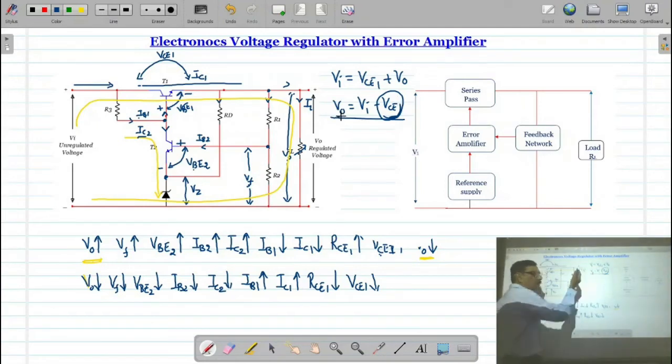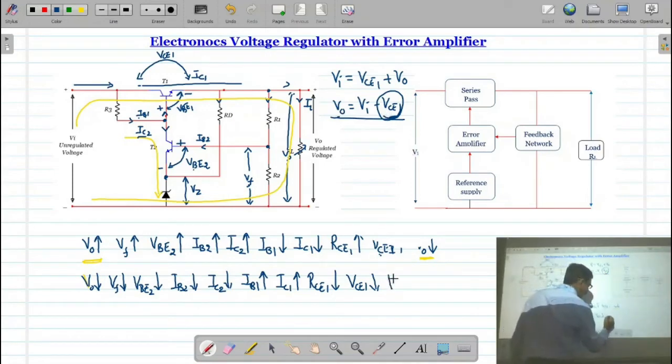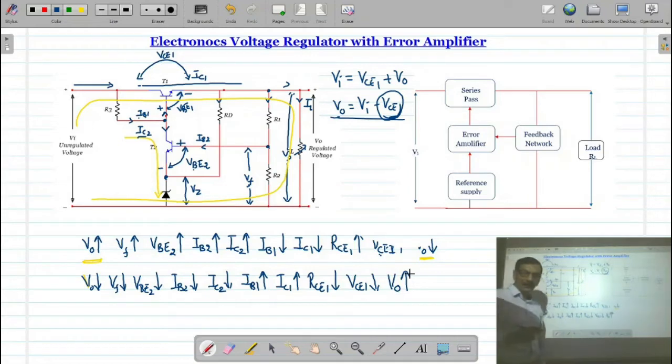Okay? And here in this expression you can see, if the VCE1 is going to decrease, then what will happen? The output voltage will increase, because it is in the negative sign. So here the output voltage is increasing. Correct? So in this way, again the circuit is trying to keep the output voltage constant. So this is the regulation action of your regulator circuit. Okay? Now let us see what is the expression for the output voltage.